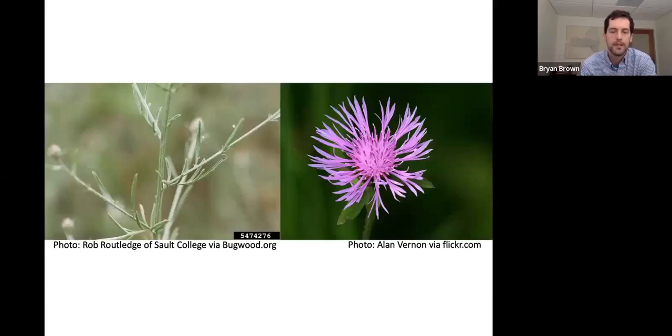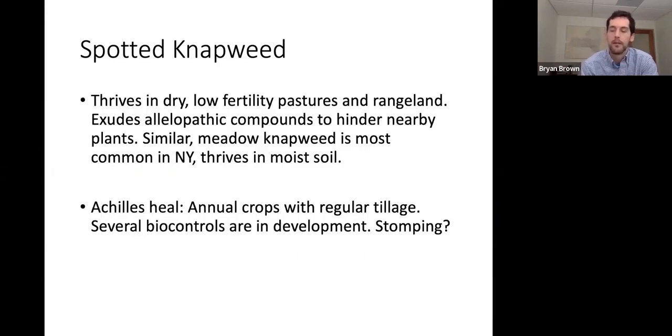Okay, several of you mentioned this weed, spotted knapweed, which is also a common landscape weed. You see it on roadsides. It really thrives in dry, low fertility situations, but really in New York, in the past few years, more common than spotted knapweed is becoming meadow knapweed, which is actually a perennial rather than a biennial, and is thriving in our hay fields and likes moist soil.